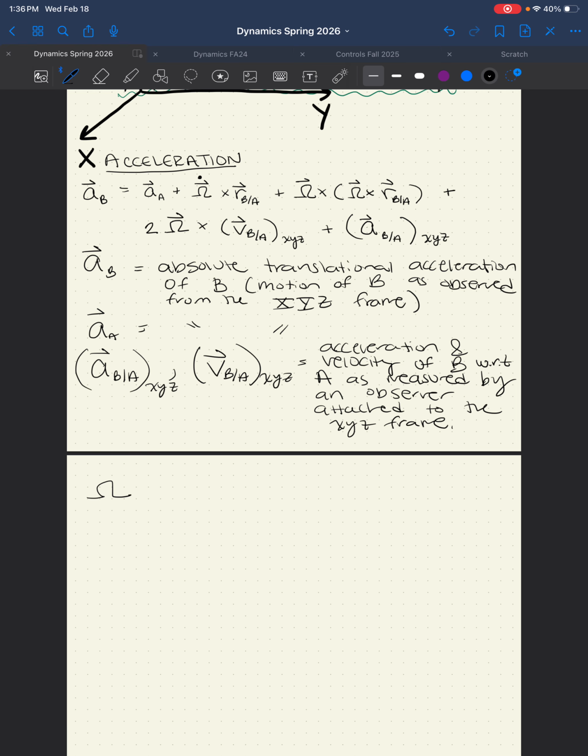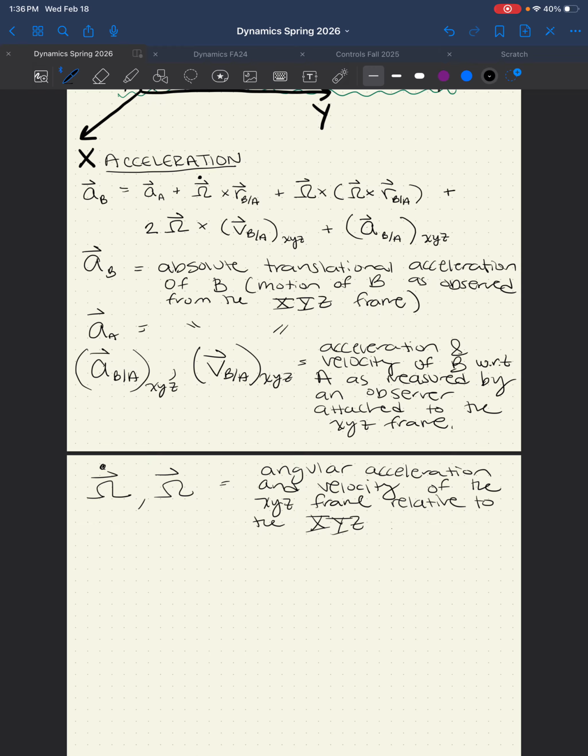And finally, omega dot, very similar to omega. These are angular acceleration and velocity of the little x, little y, little z frame relative to the big X, Y, Z frame. Okie dokie.